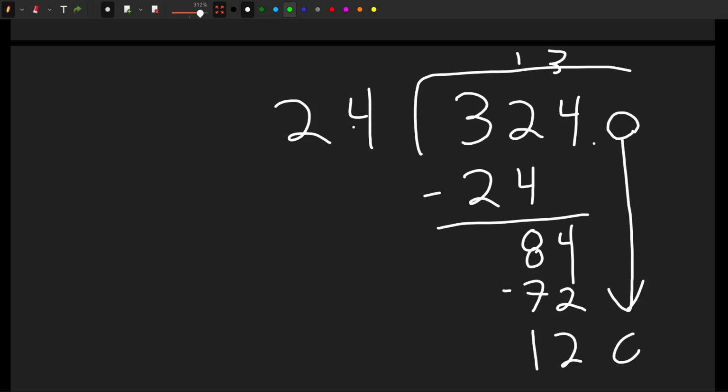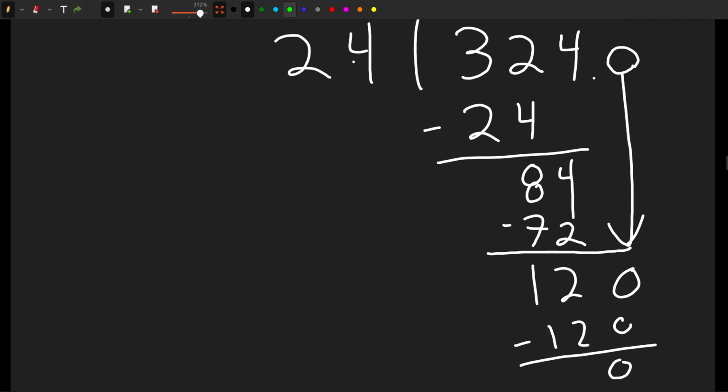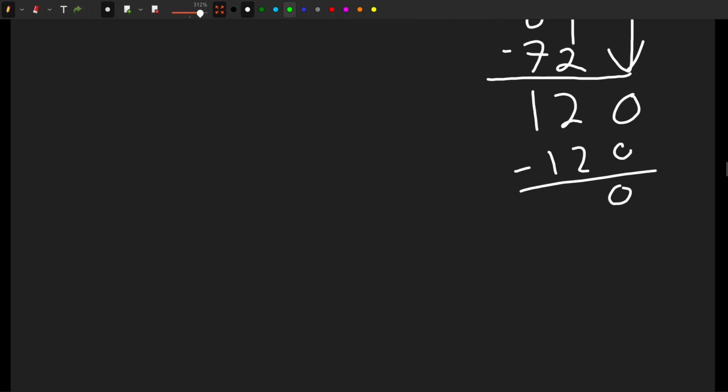And then we need to bring down a 0. We covered this in previous videos, but that's why I'm moving a little fast. So then 24 goes into 120. That is 5 times. And then 24 times 5 is 120. So then we end up with 0. So our answer will be x is equal to -13.5.